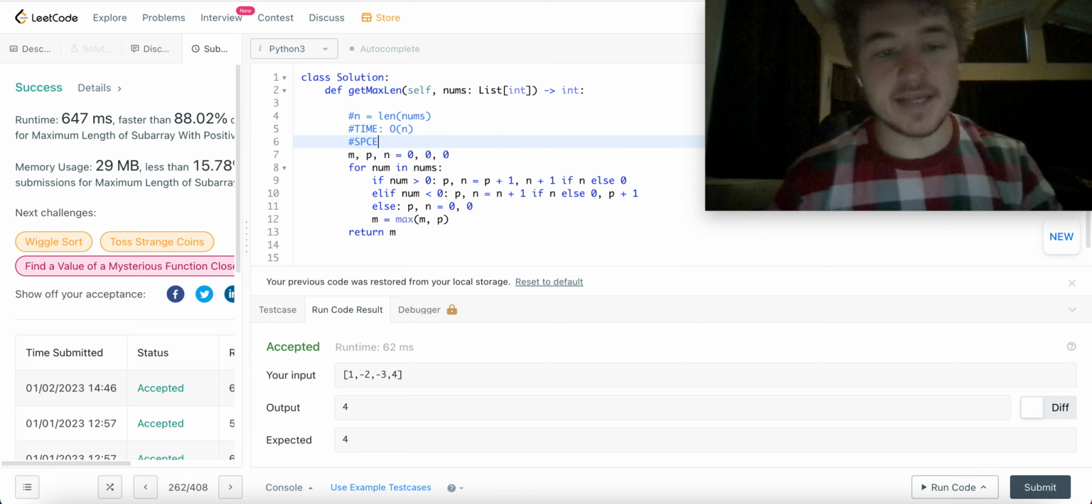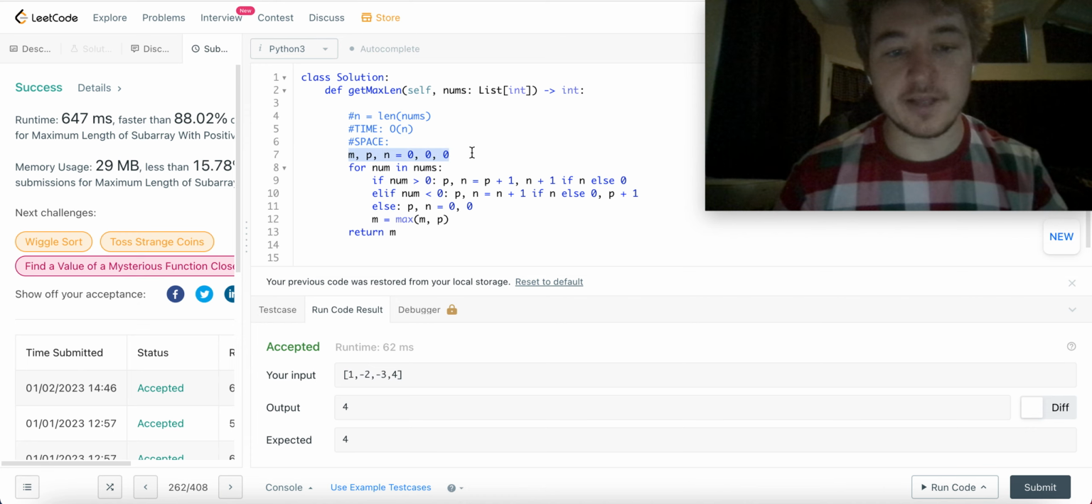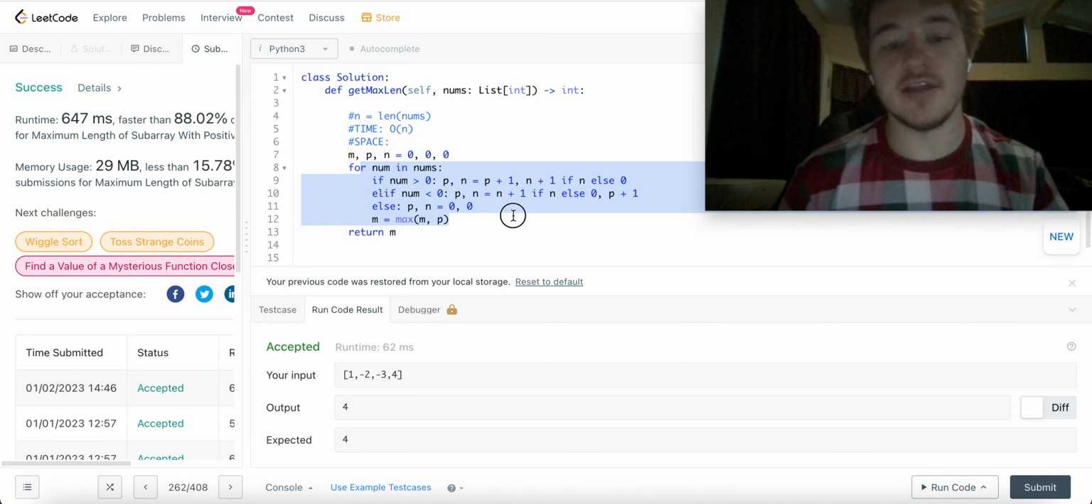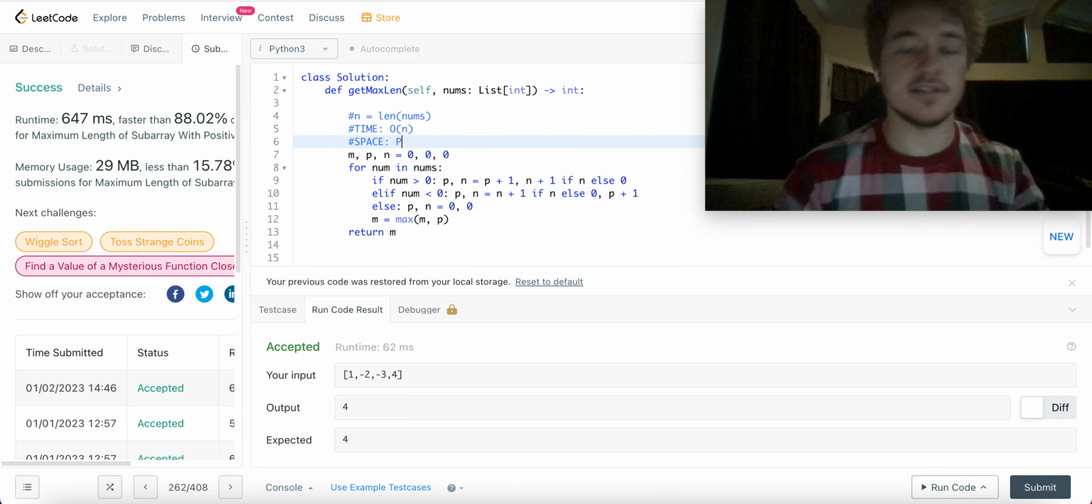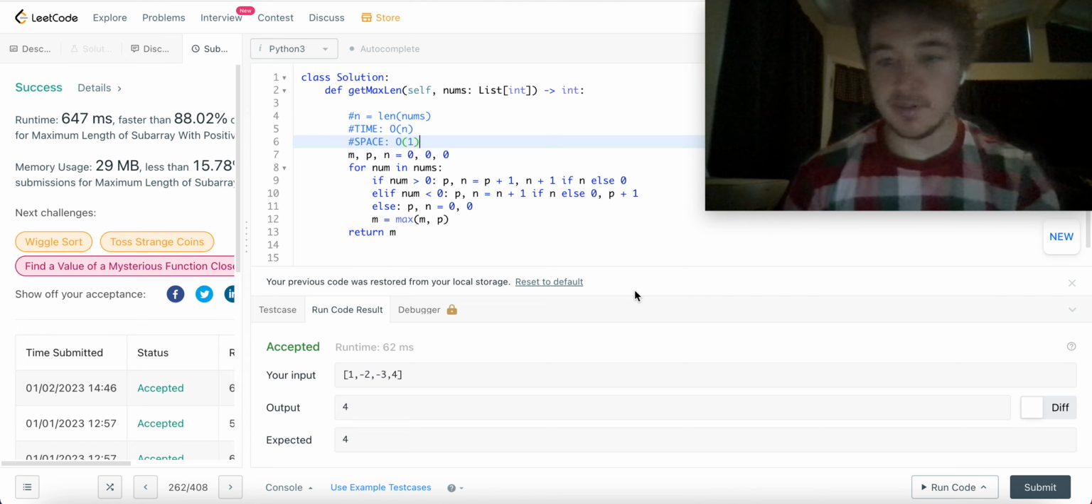And then for space complexity, well, I create these 3 variables, and that's all I update through the system, right? I just keep updating these 3 variables, and at the end I return it. So that's just constant space. And yeah, there you go. Hopefully this made a little bit of sense. I was rambling a little bit.